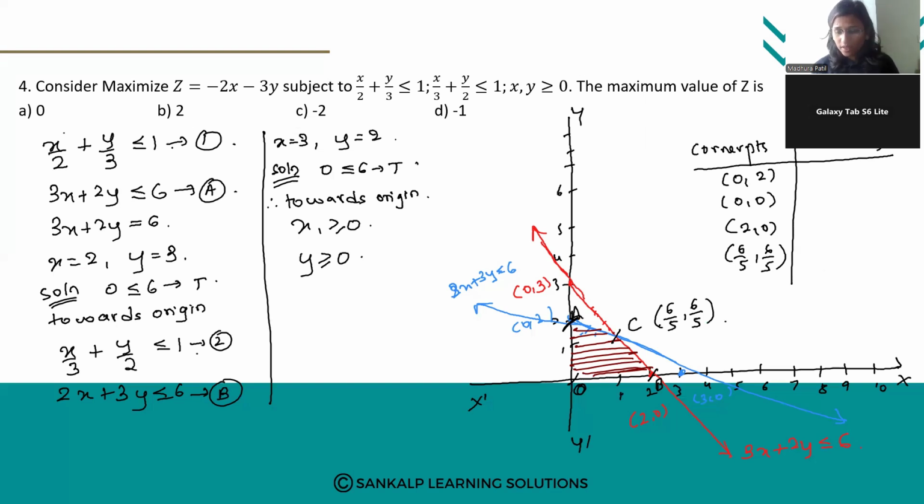Definitely at 0, 0, z is going to be 0. For 2, 0, you will get minus 4. For 0, 2, you will get minus 6. And for 6 by 5, 6 by 5 also you will get minus 6. These are the values that we will get. The question is, what is the maximum value among these? Clearly you can see that all are negative, so definitely 0 is going to be the maximum. So the answer is option A. Thank you.